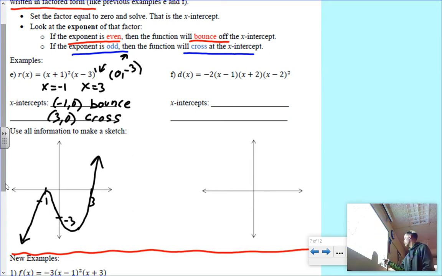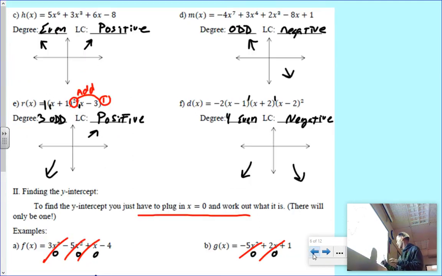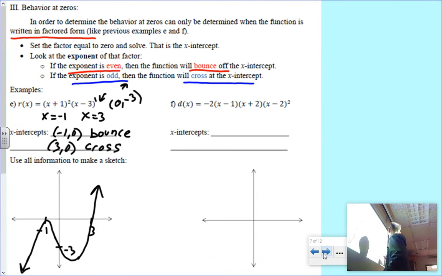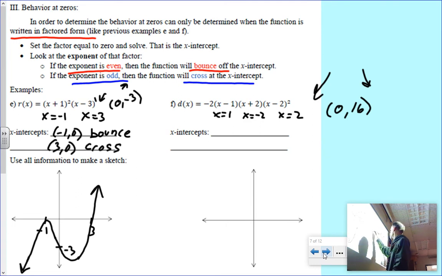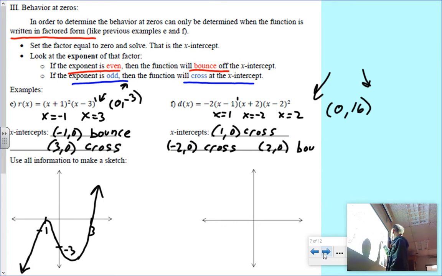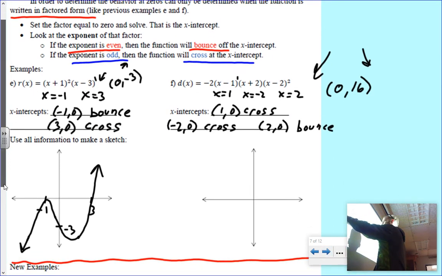How about part F? Again, we know the end behavior and we know the intercept. So on part F, the end behavior, both going down. The y-intercept was 16, so I'm going to kind of jot that over here. And then I get my intercepts. So here I know my x equals 1, x equals -2, x equals 2. So 1, 0, cross. -2, 0, cross. And 2, 0, bounce. So I'm going to write all 4 of those points.